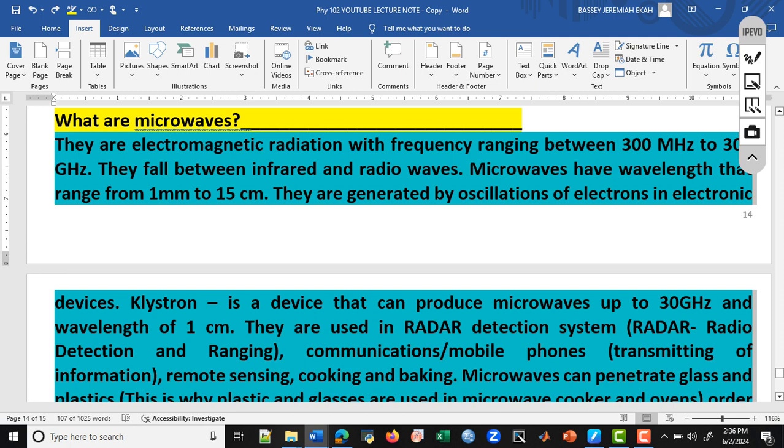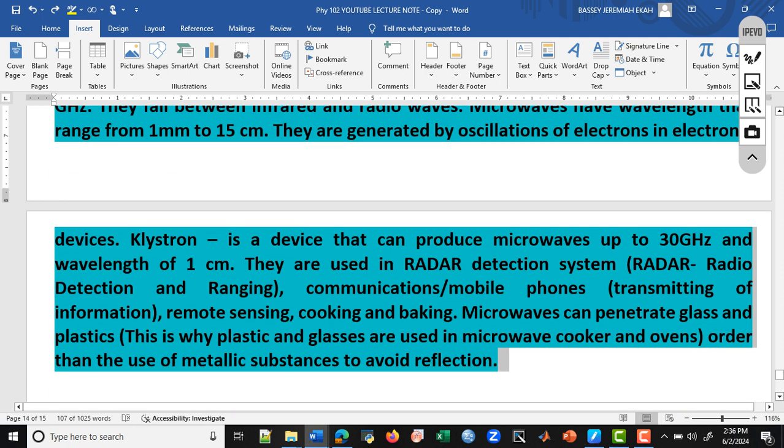Please note that acronym. What's the full meaning of radar? Radio detection and ranging. Okay, so what was I trying to say? Microwaves can be used in radio detection and ranging, in communications, in mobile phones, transmitting of information, remote sensing, cooking, baking, and all of that.